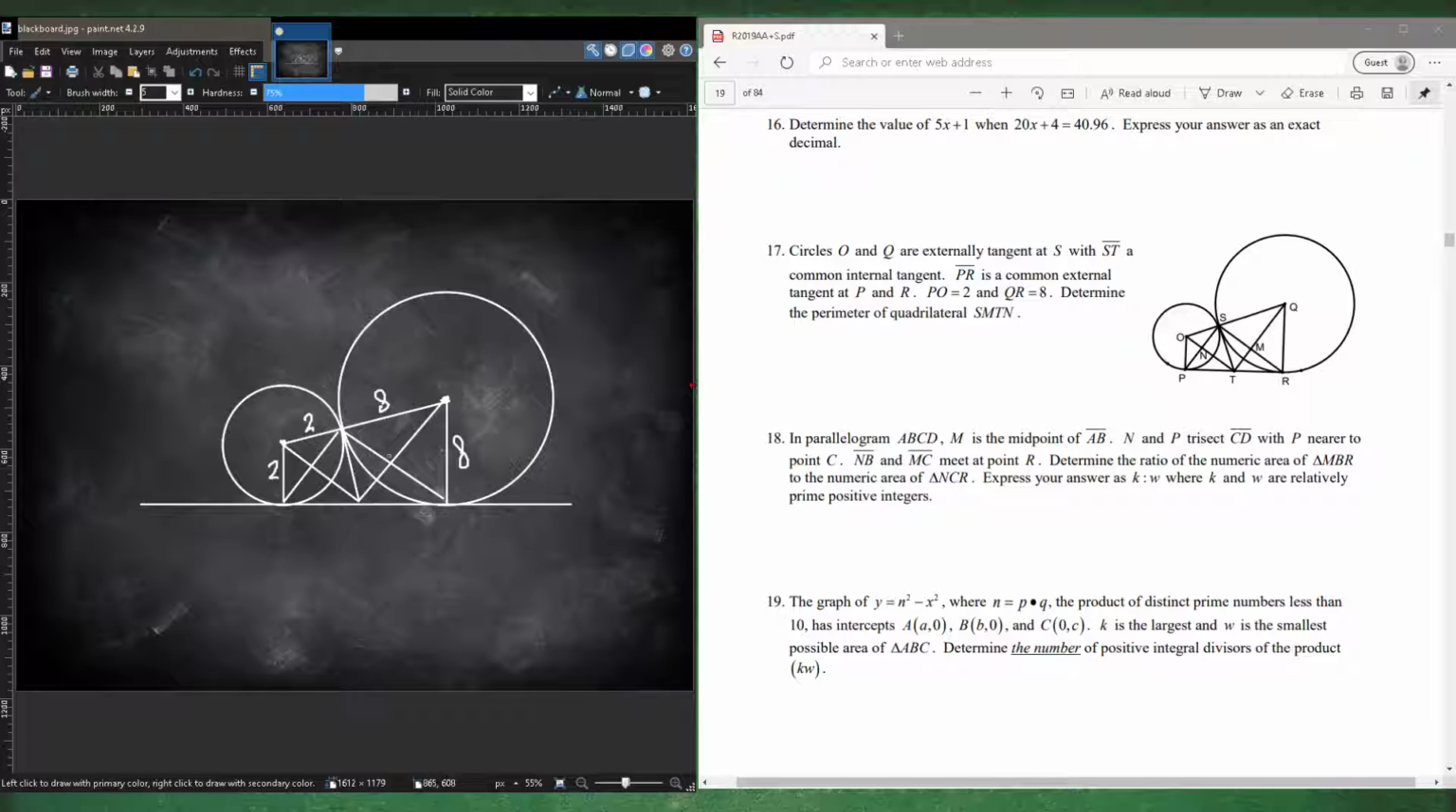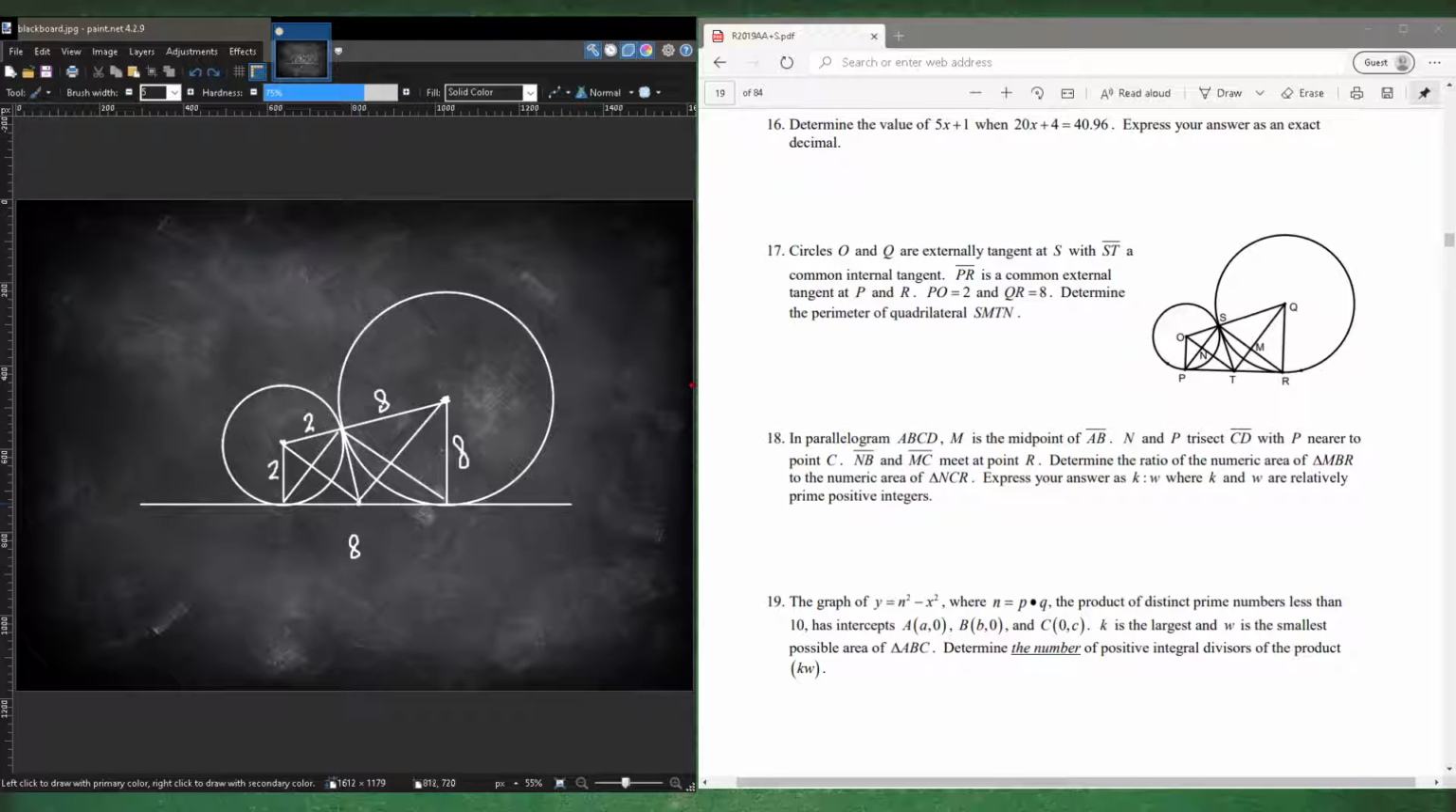So all we have to do is add the radii to get the distance between the two centers, which is 10, and then square it, minus the difference of the radii, which is 8 minus 2, which is 6. So 6 squared, and take the square root, and that's our common external tangent. So 10 squared minus 6 squared is just 8 squared, and the square root of that is 8. So we know this distance down here is 8 because that's our common external tangent.